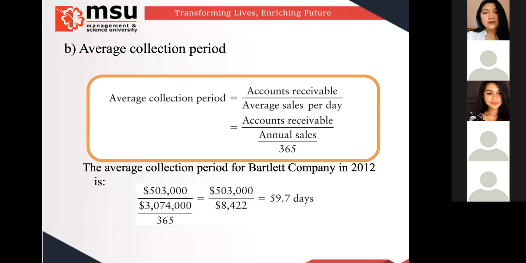Is it good? It depends on the company. It can be good, it can be bad. Because it takes about 2 months, maybe it's good if it's not more than 3 months. If the average is more than 3 months, maybe it's not good. If the company is really stable enough, then it's good.